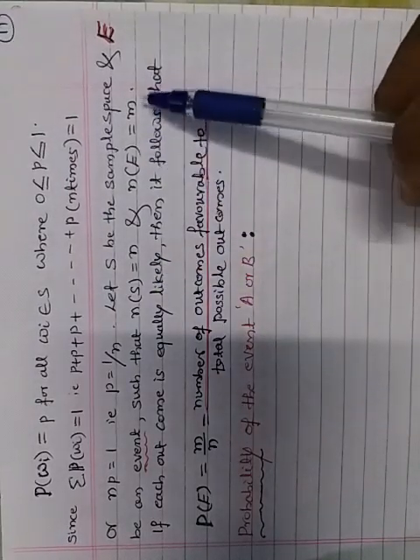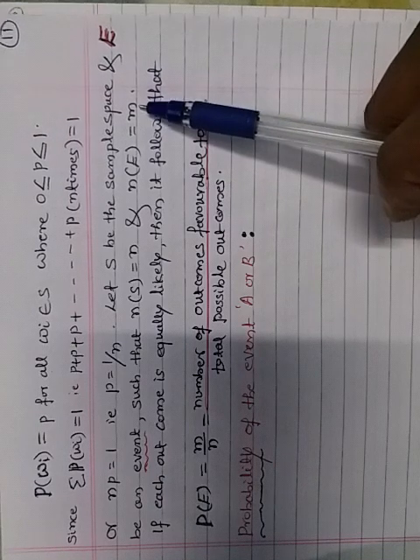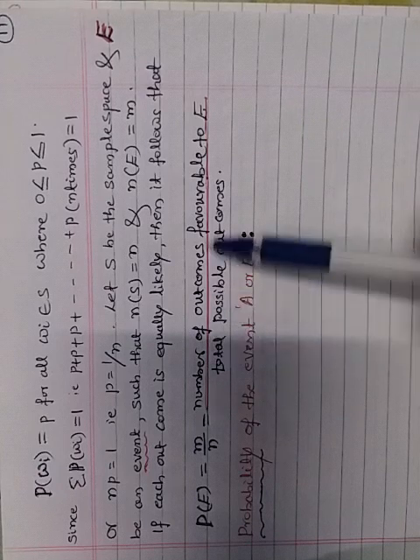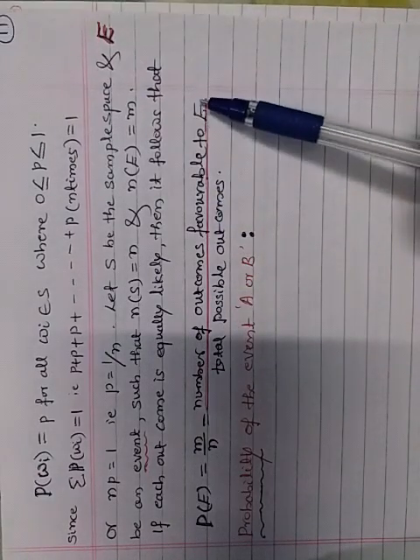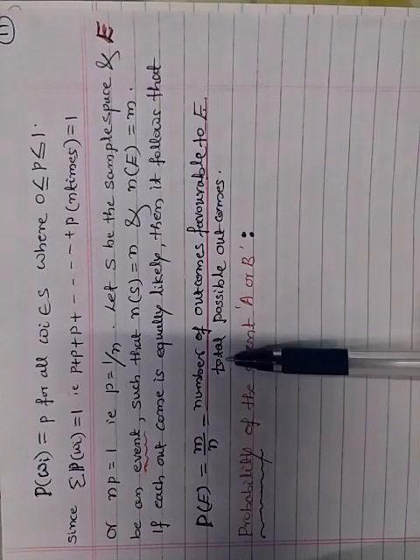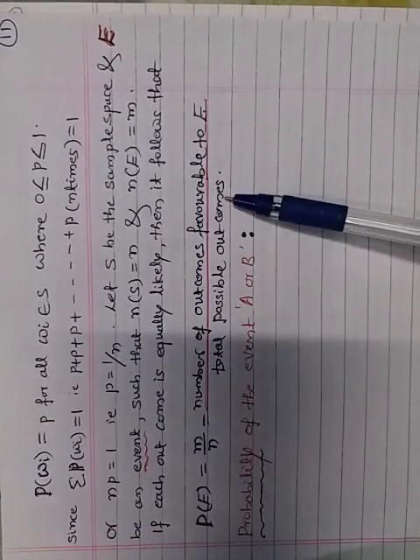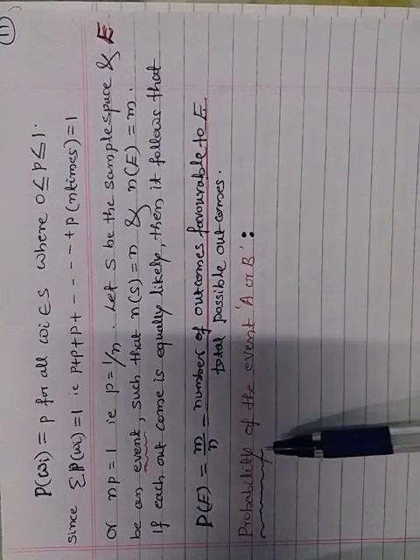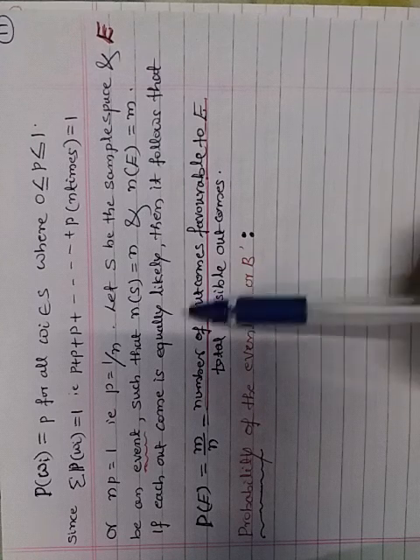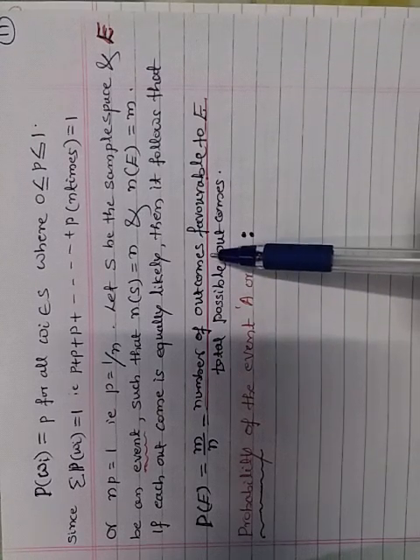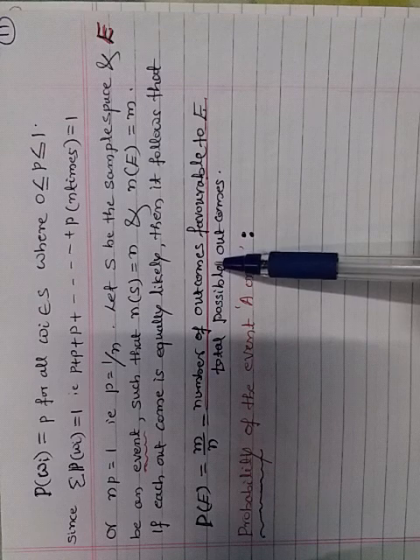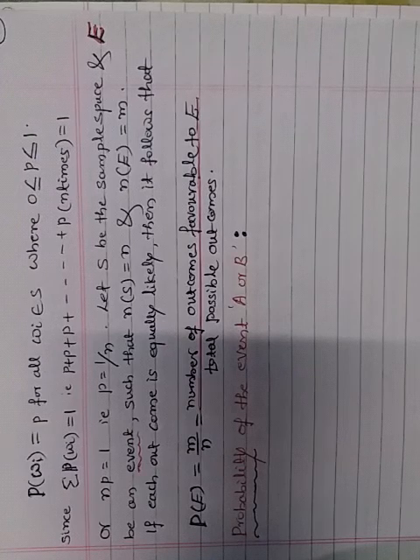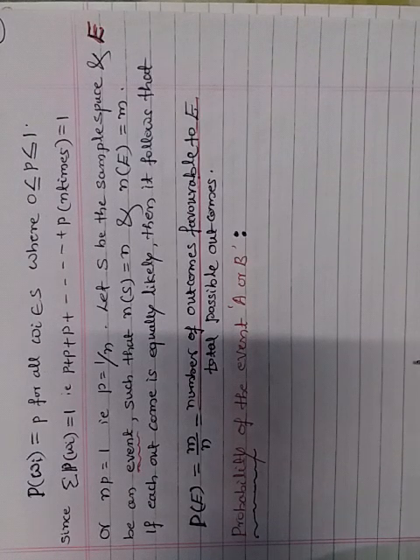n of E is always denoted by small m here. So m by n gives the number of outcomes favorable to event E divided by the total possible outcomes. This is the formula to define equally likely outcomes of the probability. Is it clear? You understand? If you have any difficulty, you ask me. Okay. Goodbye.